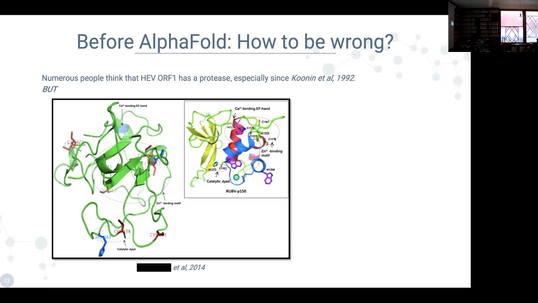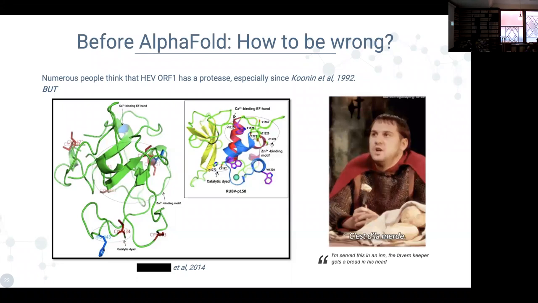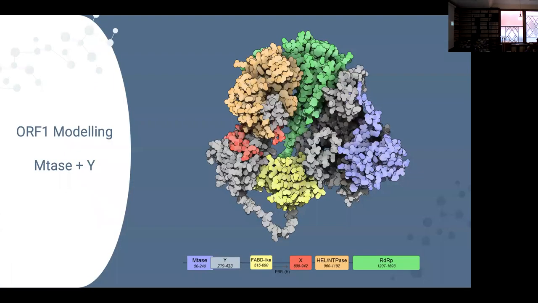And just to quote a famous knight of the round table, this is a very French joke, but I would like to say, if I served this in an inn, the tavern keeper, you would get a piece of bread in the head. Just to say that this type of structure is not good at all. So AlphaFold really helped us on that.